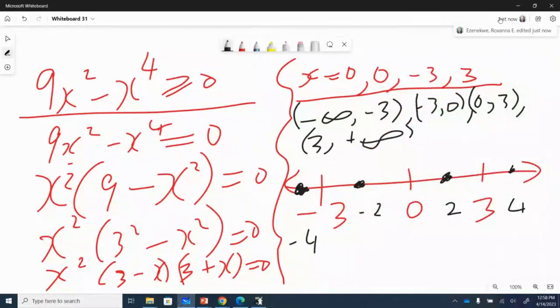Therefore, the region on the left-hand side, which is on the interval from -infinity to -3, is not a solution region. Not the solution region. Now I'm going to test again. And by the way, you should show the sign. That's why it says sign language.